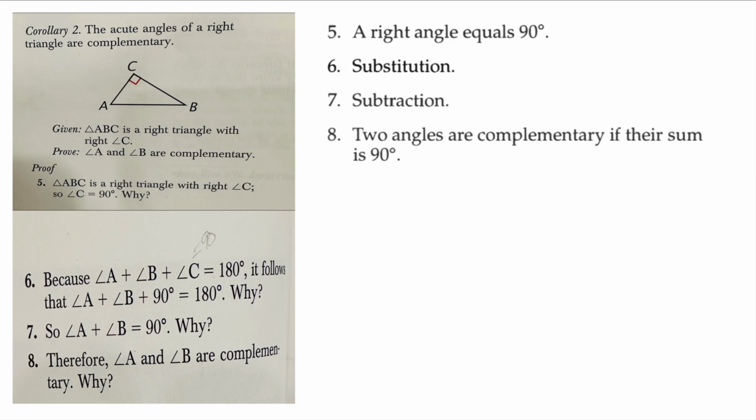Yes, because if 180 degrees minus angle C is 90 degrees left over, then that means angle A and angle B have to share those 90 degrees, equally or not equally, right? And it equals subtraction, right? We used 180 degrees minus 90, subtraction. And so therefore, angle A and B are complementary because they add to 90 degrees. Their sum equals 90 degrees. I think these are pretty easy.